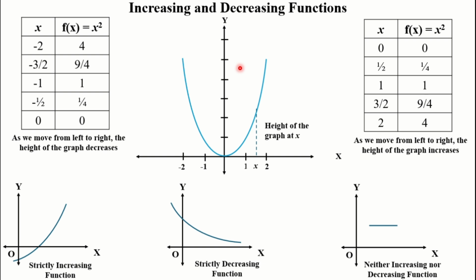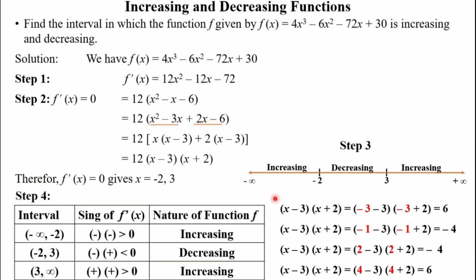Now we are going to see the actual example. Use of differentiation for identifying the interval of increasing and decreasing function. Find the interval in which the function f given by f of x is equal to 4x cube minus 6x square minus 72x plus 30.